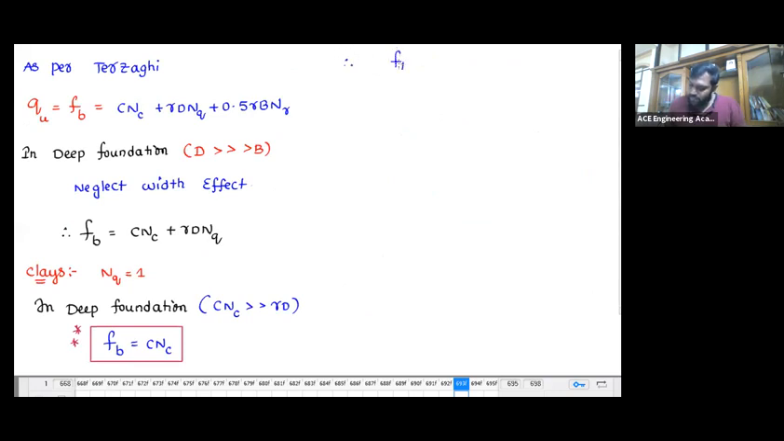Now, please observe, qb is equal to c into Nc. What is c? The c is nothing but the cohesion of soil at the pile tip. And generally Nc is equal to 9. Whatever Nc value you use here, Nc is equal to 9, so it is no more 5.7. In the case of deep foundations, we have to take Nc equal to 9. I hope you understood now.